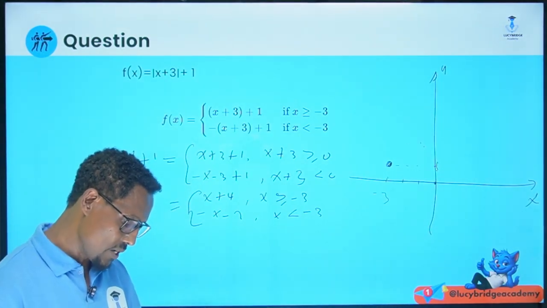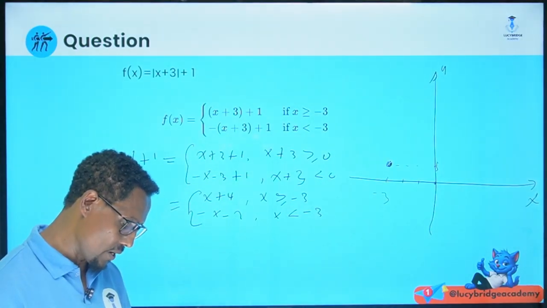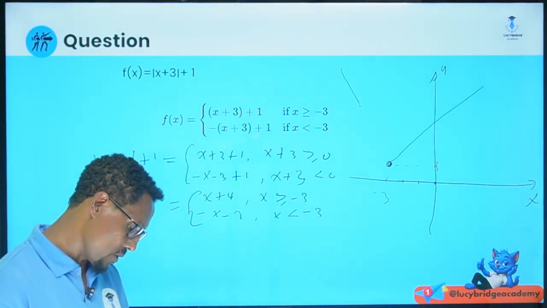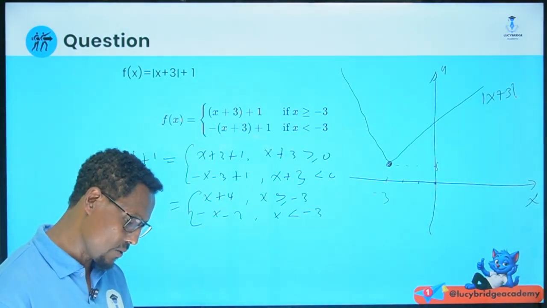Okay, 3, 1. So since the leading coefficient is positive, it is upward. Okay, it looks like this one. This is the absolute value of x plus 3, plus 1.